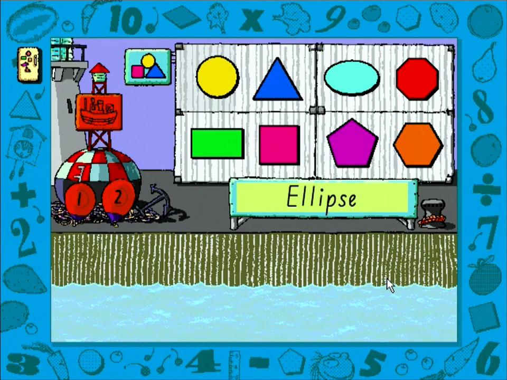Ellipse. An ellipse is a squashed circle. The Earth travels around the Sun. The path is shaped like an ellipse.